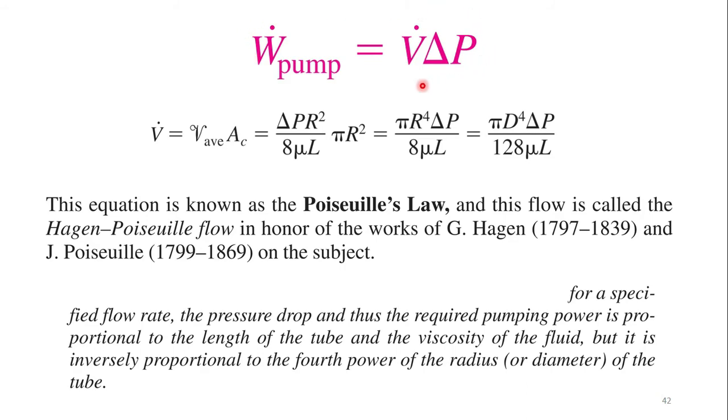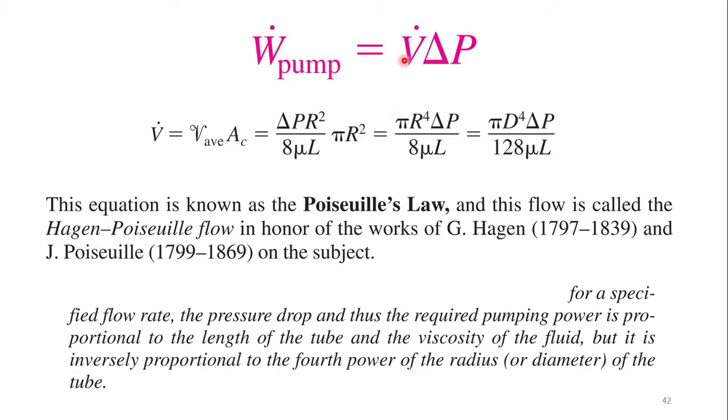In order to determine the pumping power, we will use this expression. This is the volumetric flow rate, and this is the delta P. When we put the values of volumetric flow rate and the delta P in this expression, we will get the value of the pumping power, right?